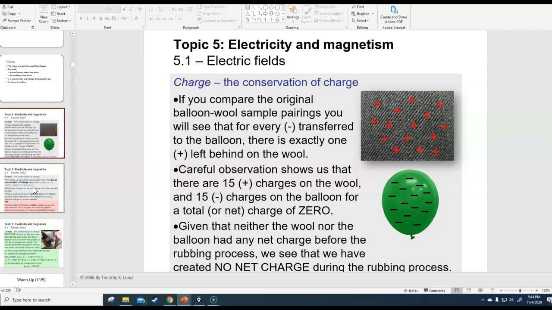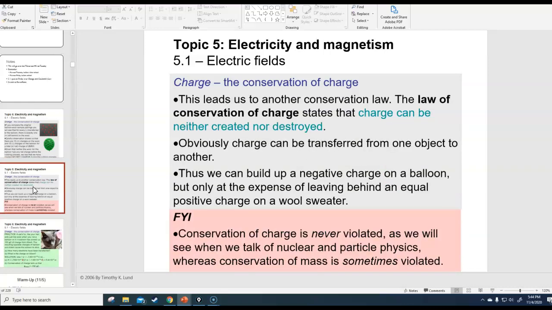Okay, now through lots of different demonstrations, it's been discovered that you cannot actually create or destroy charge. We've talked about conservation laws before, in fact, this one too. There is a conservation law called the conservation of charge that basically says that charge cannot be created nor destroyed. This is one of the fundamental conservation laws of the universe, like conservation of energy and conservation of momentum.